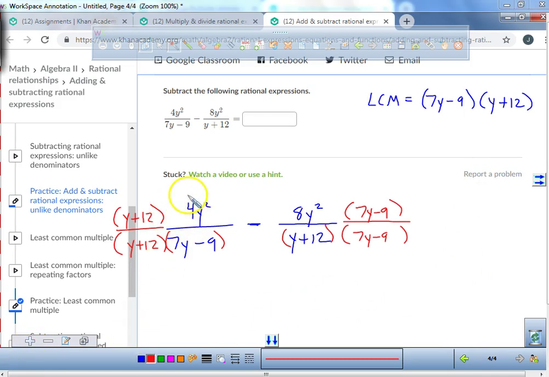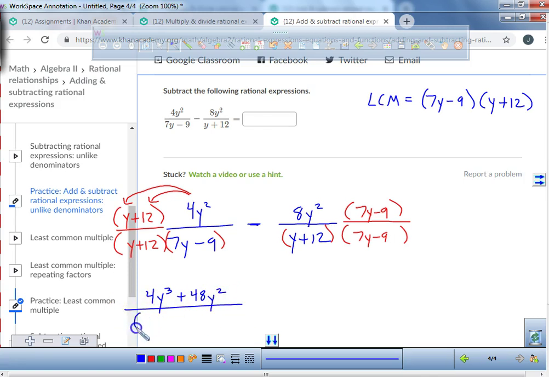All right. So now what we're going to do is distribute. We get 4y squared times y, that's going to give me 4y cubed. 4y squared times 12 gives me 48y squared. That's all over the common denominator of y plus 12 and 7y minus 9. Still putting a minus sign, it's going to be pretty important. Our denominator over here is still going to be the same. We created the like denominator now.